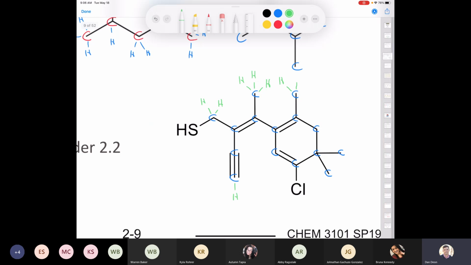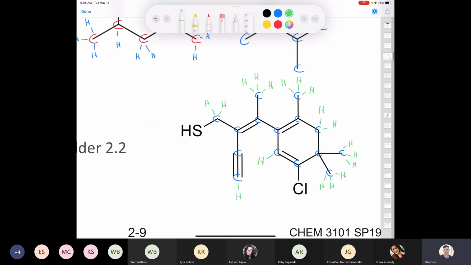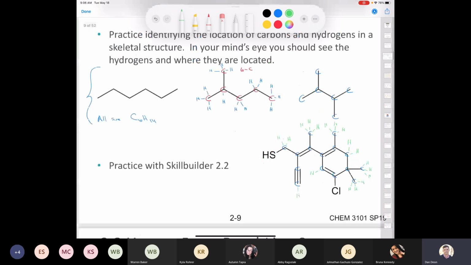This one has 3 hydrogens bound to it. This one has 2 hydrogens bound to it. And these ones both have 3. 1, 2, 3. 1, 2, 3. Like that. So there you go. Just a quick practice on, oops, I'm missing one, aren't I? Missing a hydrogen here. There we go. That's more like it. So we identified all of the carbons and hydrogens in this molecule that's pretty complex. You can see I could do that pretty quickly.